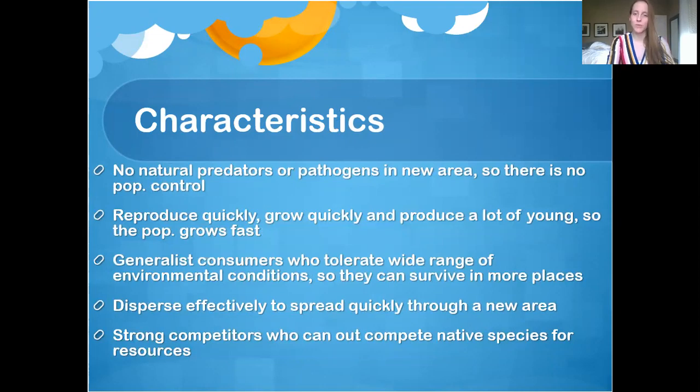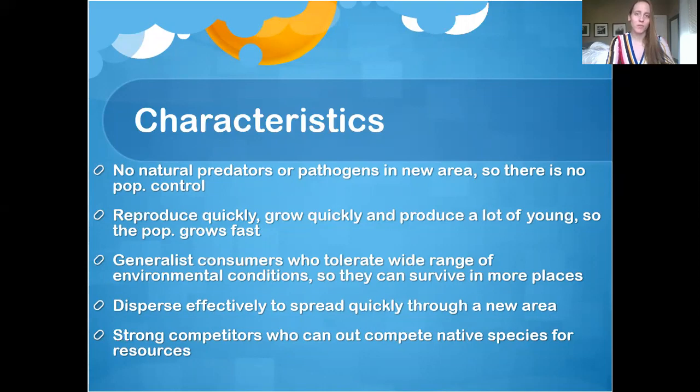Like I said, they have no natural predators in that new area, and also no pathogens in that area, like diseases. So because of that, they have limited population control. They also tend to be able to reproduce and grow very quickly. They tend to be able to produce a lot of young, so their population grows really fast. They're usually an r-selected species as opposed to a K-selected species.